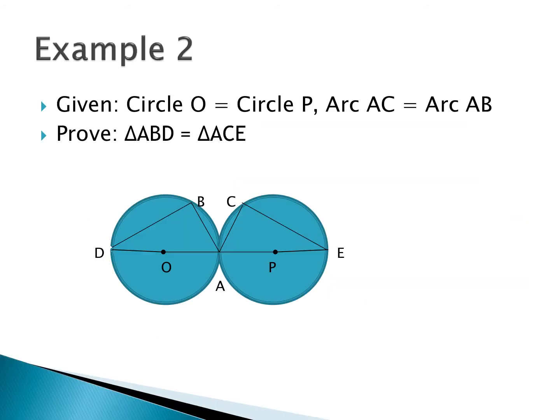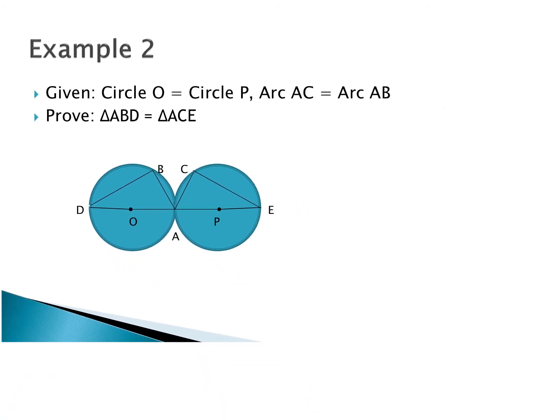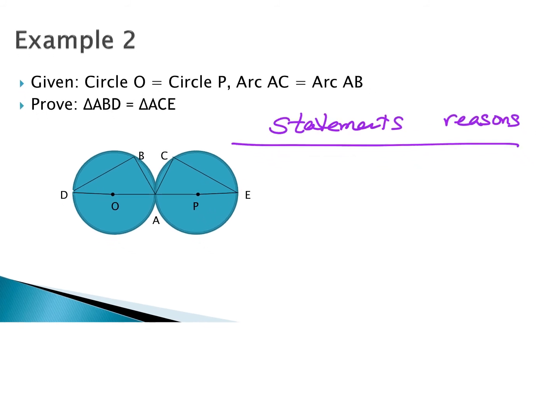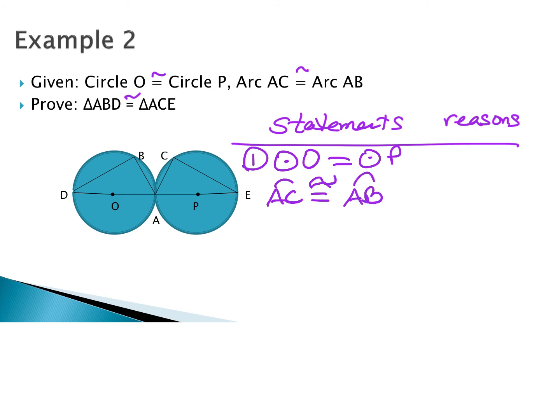Okay, so let's go ahead and take a look at our proof. Let me go ahead and set up my 2 columns. I've got a statement column, and I've got my reasons column. I'm going to state my given. So circle O, and I'm going to just use the abbreviation, draw a picture of a circle, and these should be congruent marks. Circle O is congruent to circle P, and arc AC is congruent to arc AB. And this is given to me.